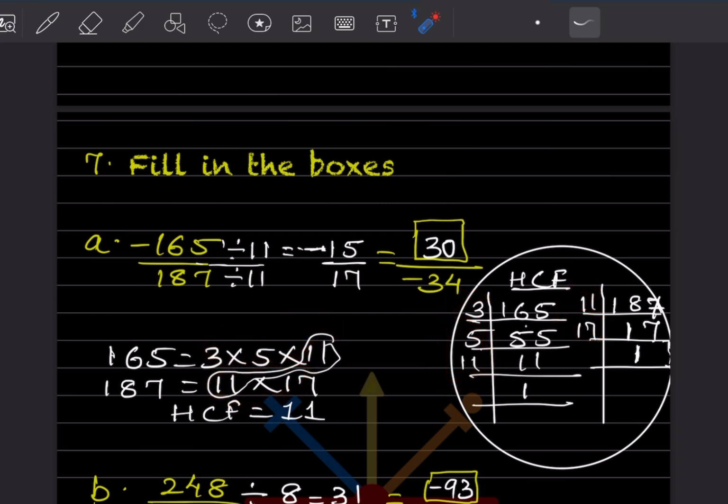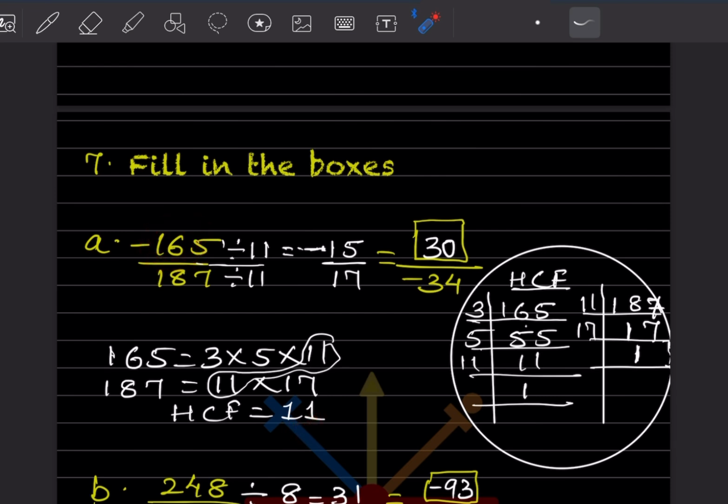So you know the HCF. HCF means you just take the common factors. So here the common factor is just 11. So HCF is going to be 11. In LCM we take the common and then the uncommon ones, but in HCF we just take the common factors. So HCF is going to be 11. So what will you do?